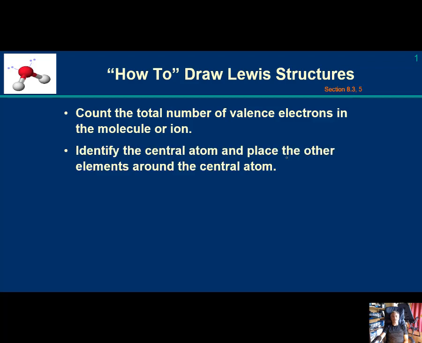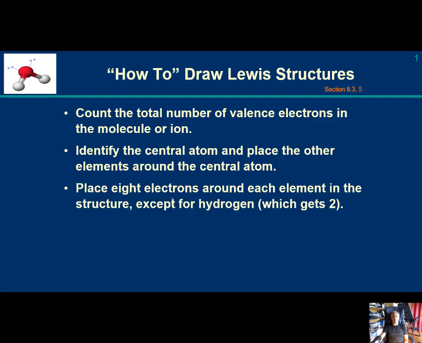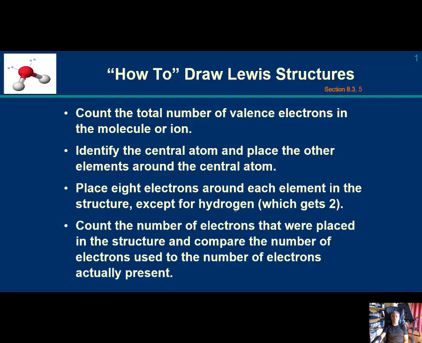Identify the central atom, place the other elements around the central atom. That's usually going to be the first element that's in the chemical formula, unless that element is hydrogen, because hydrogen can only make one bond, therefore it can never be a central atom. Place 8 electrons around each element in the structure except for hydrogen, because remember, it can only form one bond. That's only going to be 2 electrons.